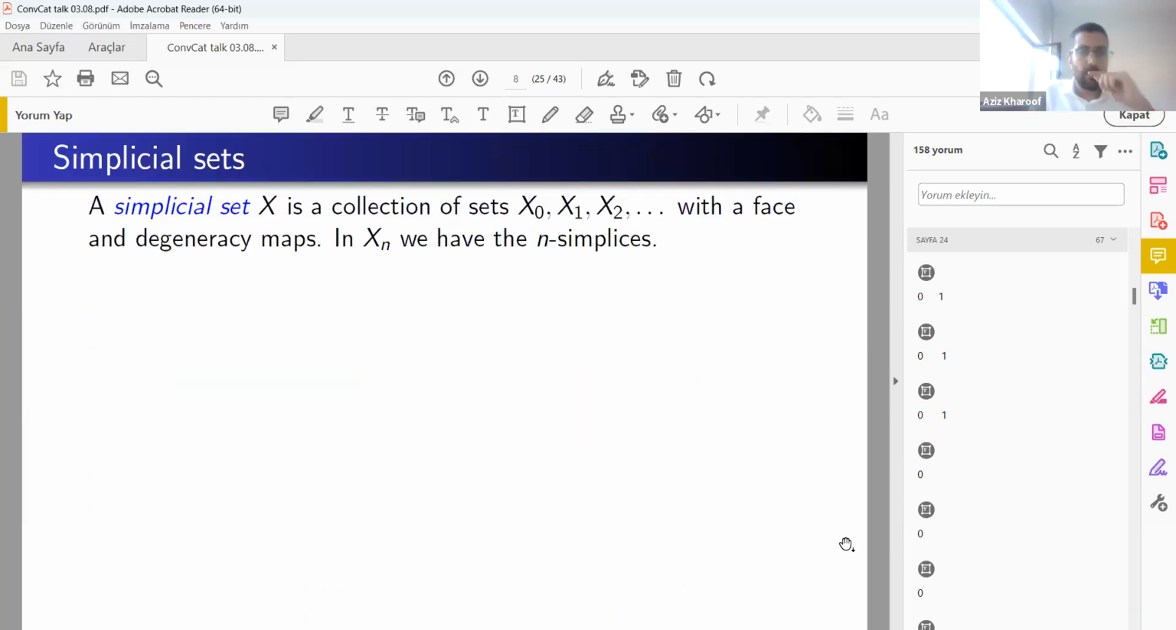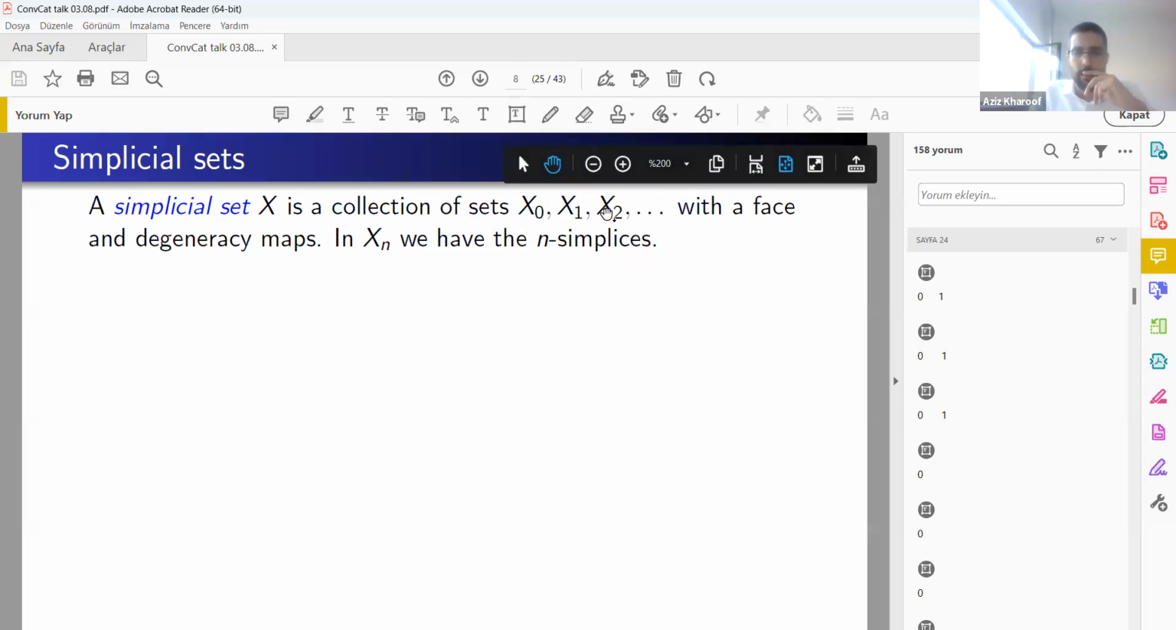So simplicial sets, let me remind you of simplicial sets because I want to define the simplicial approach to quantum contextuality. A simplicial set is a collection of sets with face and degeneracy maps. It's like a graph. In a graph, we have just vertices and edges, but here we also have triangles and things like this. One can think of it as a generalization of graphs, not exactly, but yes. In Xn, we have the n-simplices, it's also a generalization of simplicial complexes. So in Xn, like here we have the zero simplices, the vertices.